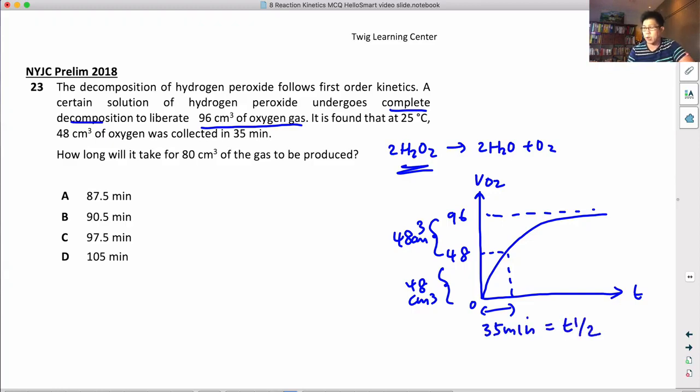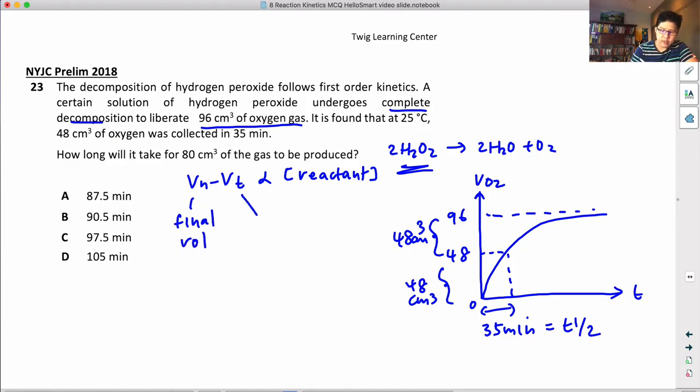I'm going to teach you this formula. You need to know this formula. Vn minus Vt is proportional to the concentration of a reactant. So what's Vn? Vn is the final volume. Vt is the volume at any point in time.